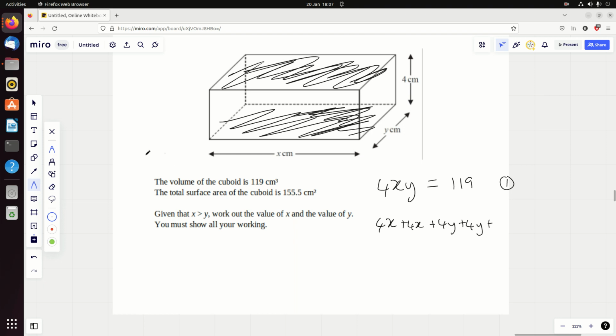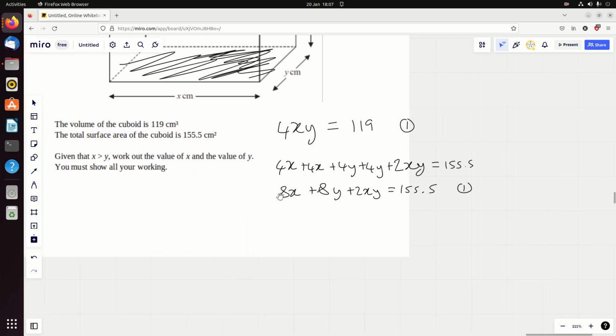Do you see where I'm coming from there? And so I get 2xy there. Let's add them straight together. Equals 155.5. So you've got 8x plus 8y plus 2xy equals 155.5. So there's your second mark if you get one of these 2 equations. So it's relatively easy to get 2 marks out of 5 here.